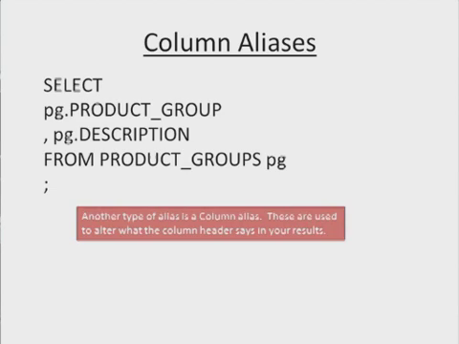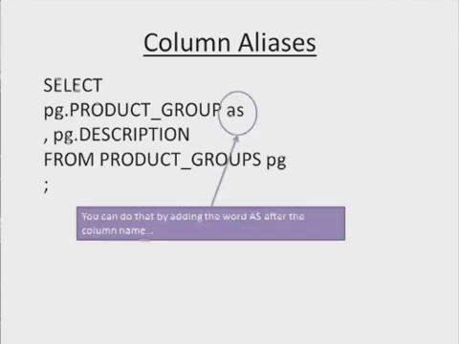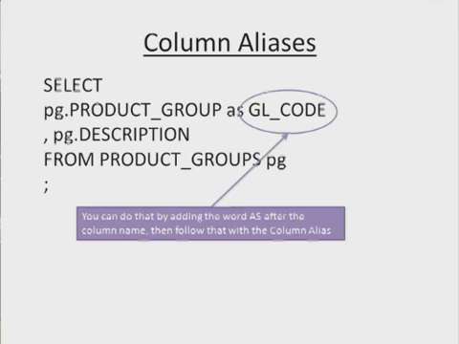The other kind of alias, and it's important not to mix these up, is a column alias. So if I ran this right now, the column names would be product_group and description, which might be just fine, but maybe I'd rather they were something else. And so I can put what I want the column to be called in my results after the expression itself.